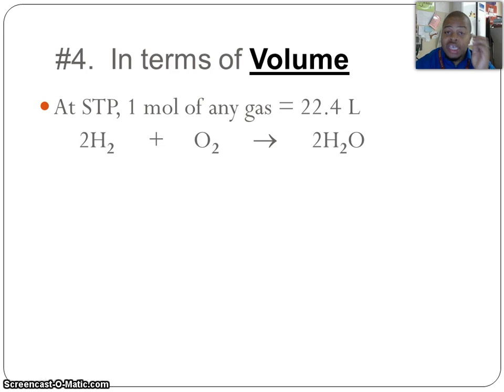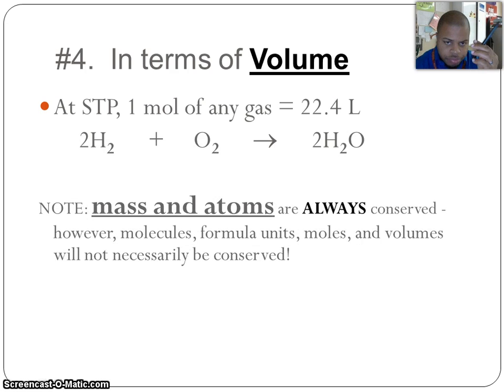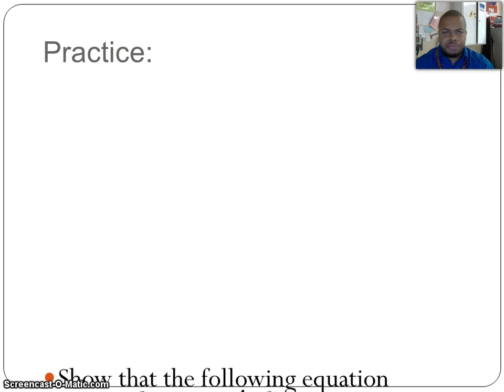Now, still looking at it in terms of moles, the things that you want to know, and this is just a little thing to keep in mind: mass and atoms are always conserved, meaning when we deal with atoms and mass from both sides, from reactants and product side, they'll always equal out. But things like formula units, molecules, moles, volumes, they're not necessarily going to be the same on both sides. And we'll explain that a little bit later as we continue to go through.